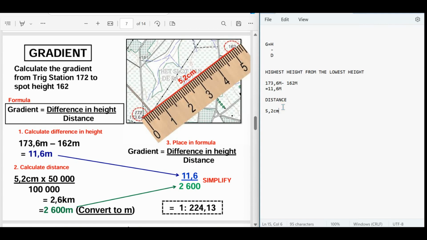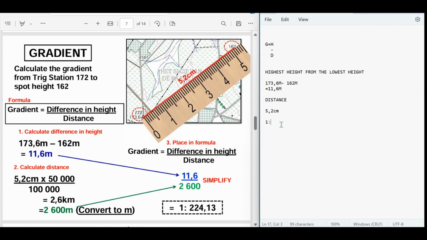Now, if we are out to convert the centimeters into meters, what we are going to do, because in this example that I pre-worked, I converted the centimeters to kilometers first. Now let's make a simplified way. A simplified way is that we are going to convert the 5.2 centimeters into meters. How do we do that?